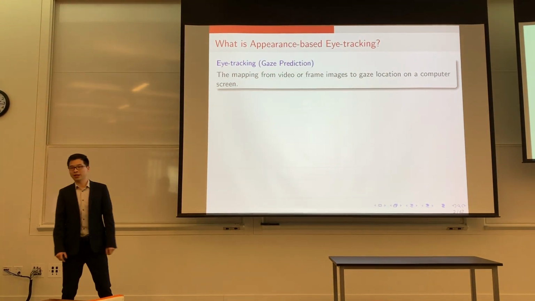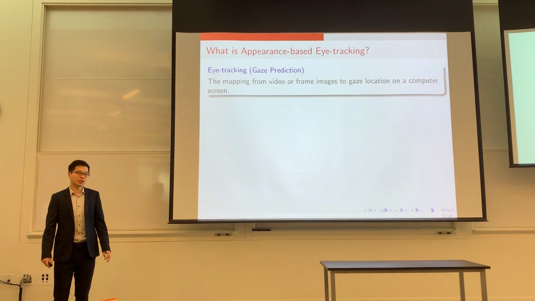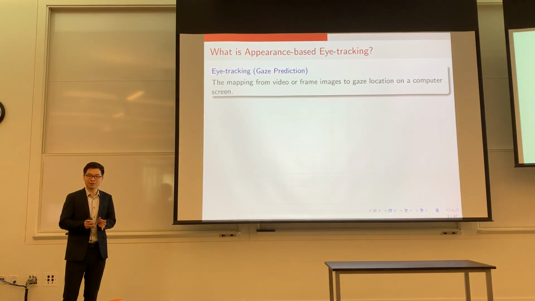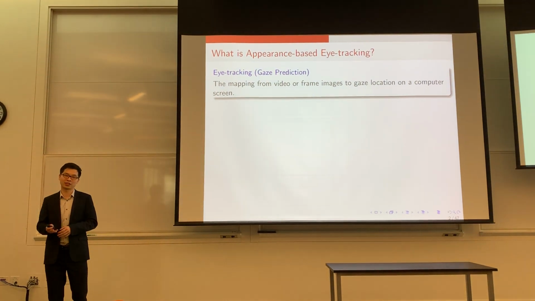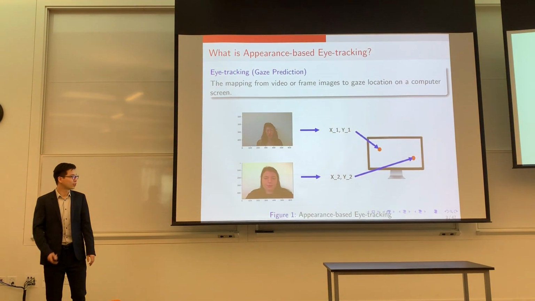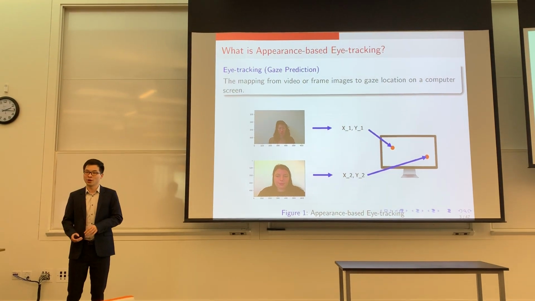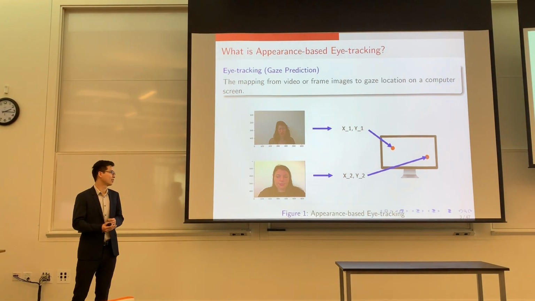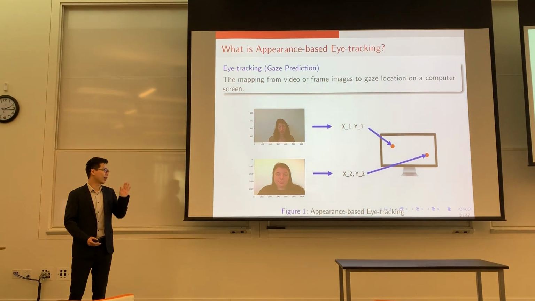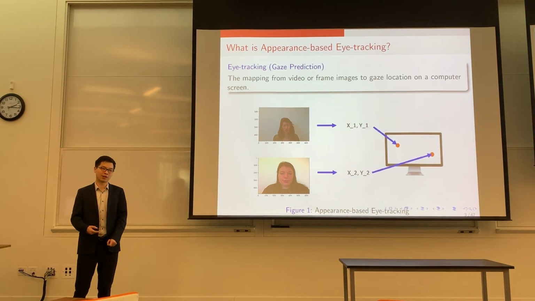To begin with, I would like to introduce the concept of appearance-based eye tracking. Essentially, this process is the mapping between a frame image of a subject's face to an XY coordinate on a computer screen. To illustrate, you can see that these are two images of two subjects, and what I'm trying to do is to build a model that's able to predict the X and Y coordinates and then map it back onto the screen to see where the subjects are looking at.